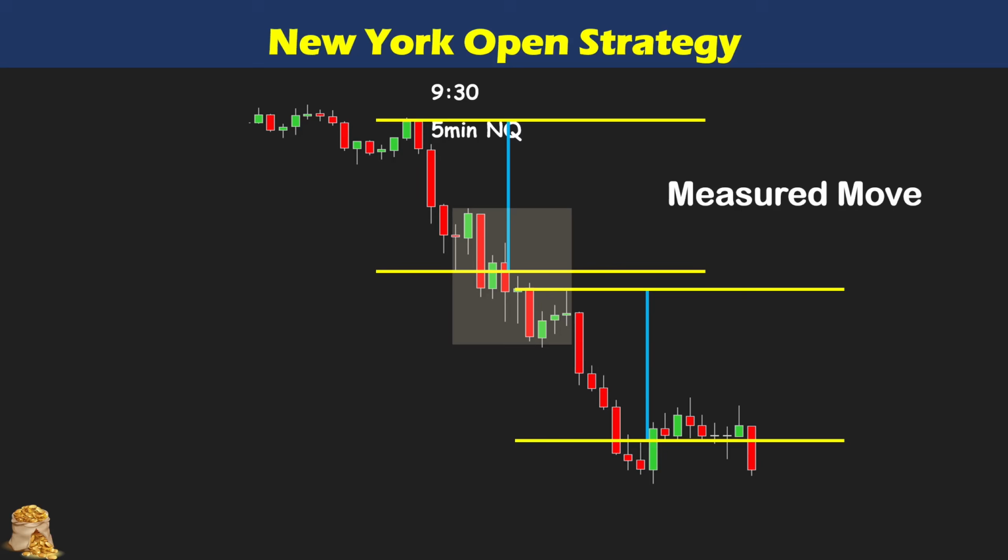More importantly is for you to understand different scenarios, different setups, different patterns, so when they come, you know what to do.